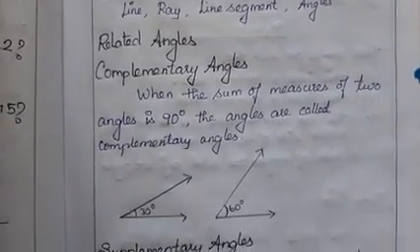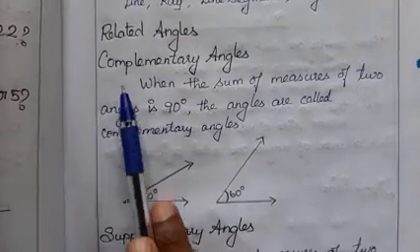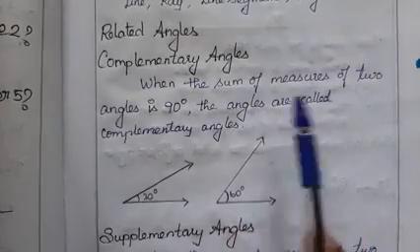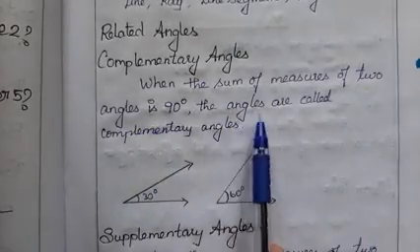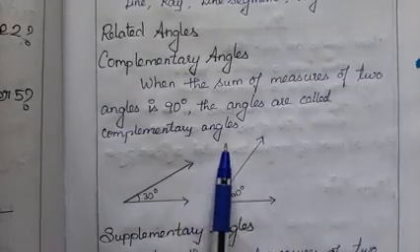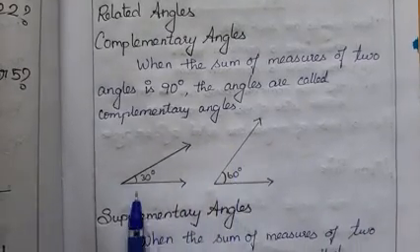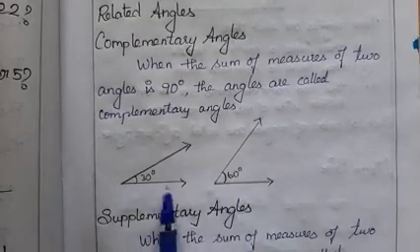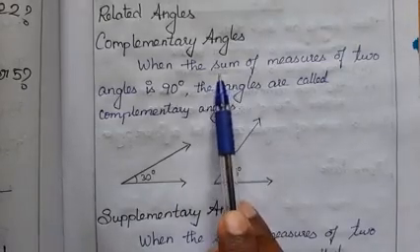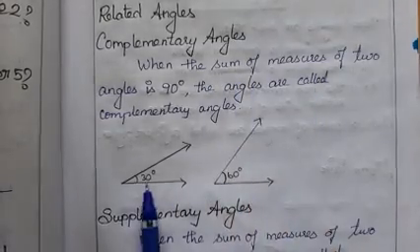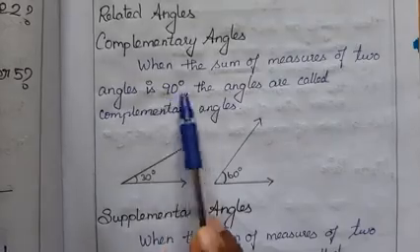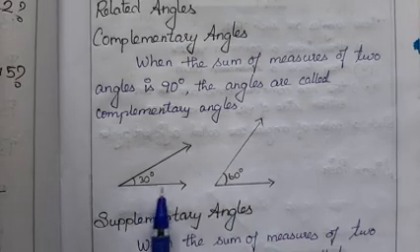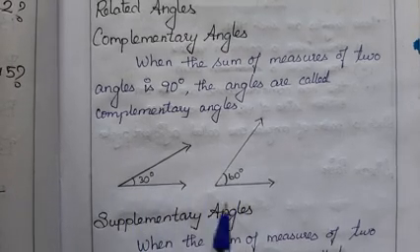Related to angles, we are going to see in this chapter, first, the complementary angles. When the sum of the measures of two angles is 90 degrees, then the angles are called complementary angles. You can see two angles given: the first is 30 degrees and the second is 60 degrees. If you add them, we get 90, so we call them complementary angles. 60 degrees is the complement of 30 degrees.